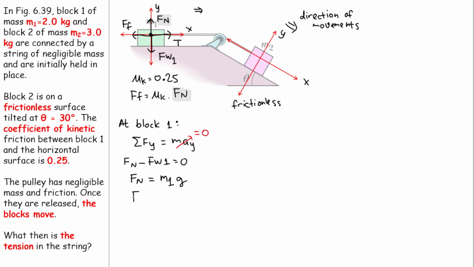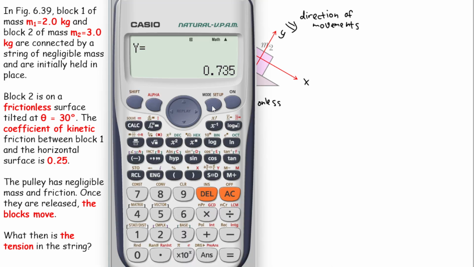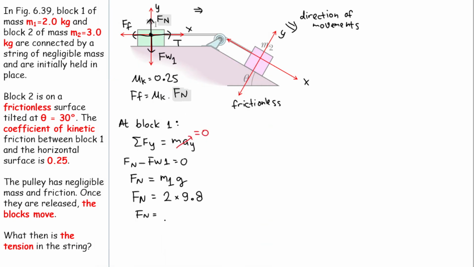Okay, we can plug in the numerical values here. What is M1? 2 kilogram. Okay, and then what is g? 9.8. And so we will have our normal force here. What is it? 2 times 9.8. 2 times 9.8 is 19.6. So I have 19.6. And the unit here will be in Newton.